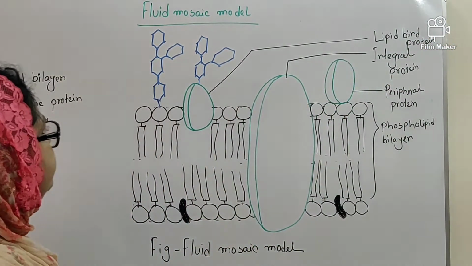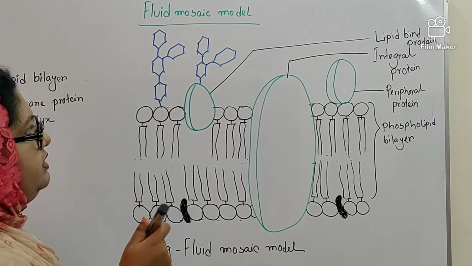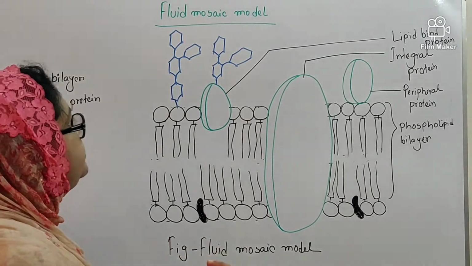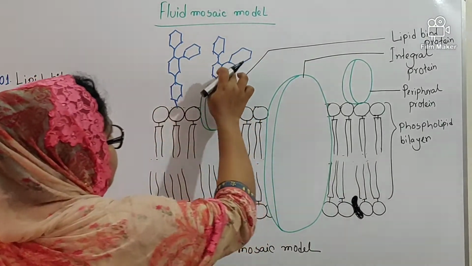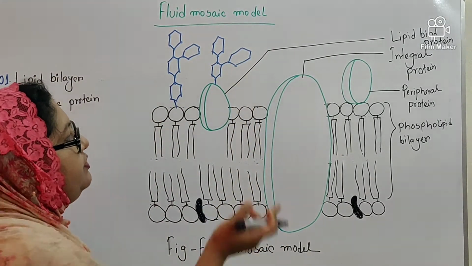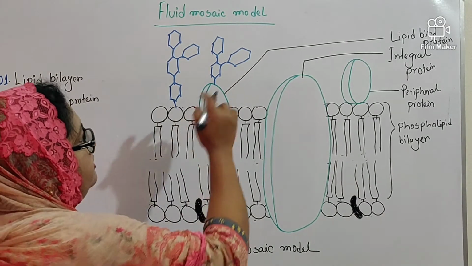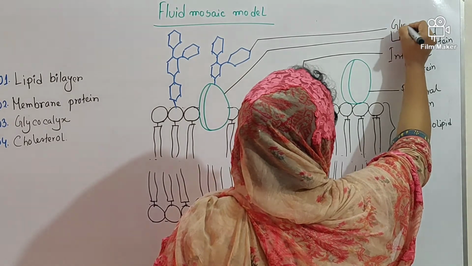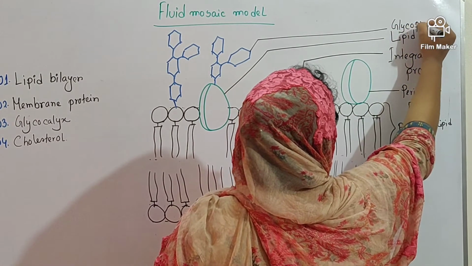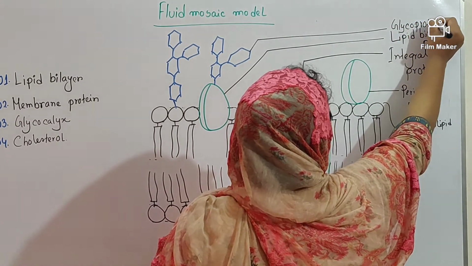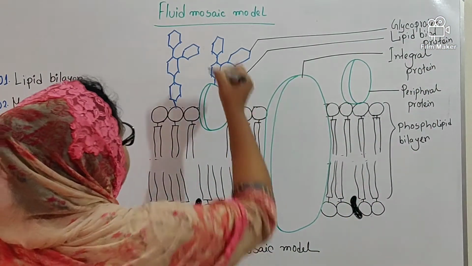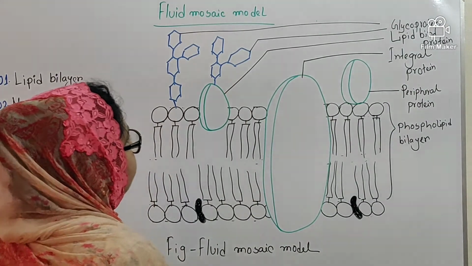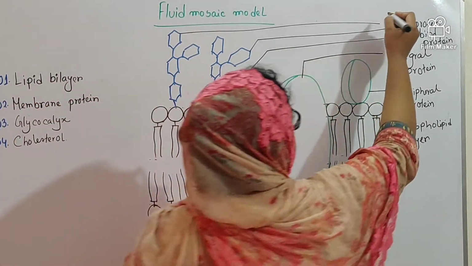Now you can see there are two carbohydrate molecules. Actually, these two chains indicate two carbohydrate molecules. The carbohydrate that remains present with the protein molecule is known as glycoprotein. And the carbohydrate molecule, the short chain that remains present with the lipid, is known as glycolipid.